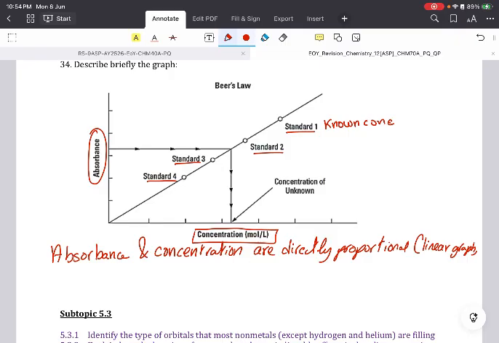And after we measure their absorbance, we plot the graph. And then we are given a solution with unknown concentration. And we put this unknown concentration in the colorimeter, and it's going to give us a certain absorbance. So we plot this absorbance on the graph, and from the graph we can determine the concentration.